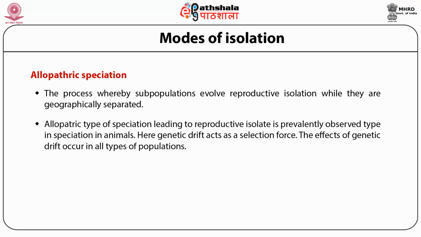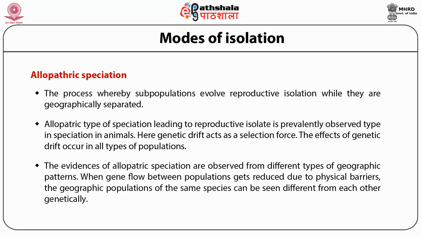Allopatric type of speciation leading to reproductive isolation is a frequently observed type of speciation in animals. Here, genetic drift acts as a selective force. The effect of genetic drift occurs in all types of population and particularly in populations of small size. Here, it is noteworthy that the habitat types of the two populations also play a role with respect to the effective role of natural selection.